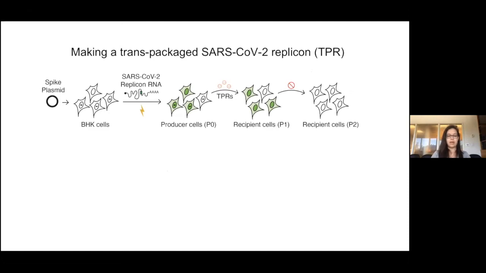So the way we make transpackaged replicons, or TPRs for short, is that we pre-transfect cells with a spike-expressing plasmid, and then the next day we electroporate cells with the replicon RNA. These producer cells will make transpackaged replicons, which we collect from the supernatant and put on naive recipient cells. These recipient cells do not express spike, and therefore they will not make new transpackaged replicons. And if we take this supernatant and put it on naive cells, we don't expect to get any signal.